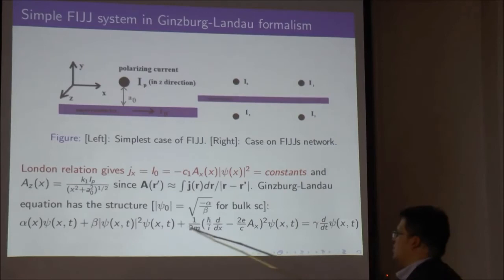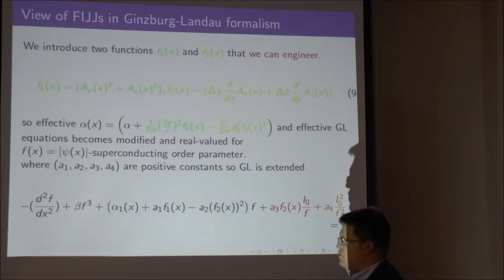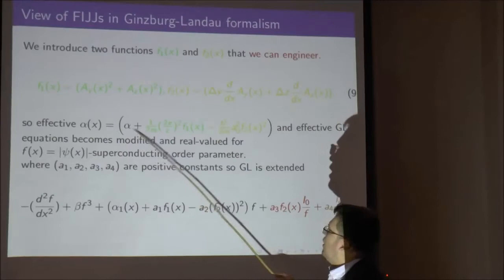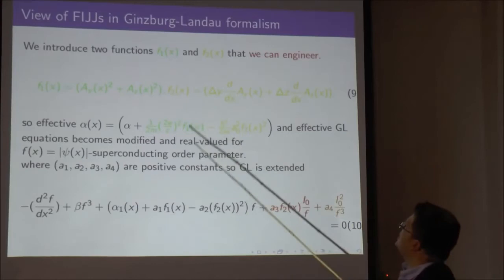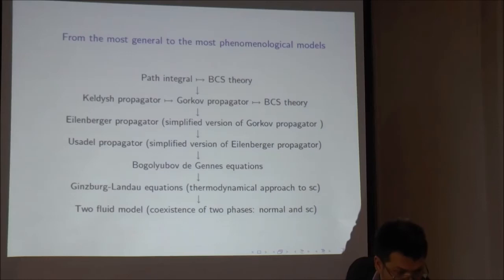And it does lead to this type of equation, which can be quite easily solved, where F is the modulus of the superconducting order parameter. And then, yeah, this is simply a one-dimensional problem. In that case, we can also tune the effective alpha coefficient in such a way, where F1 and F2 are such functions. It also can be found in this paper, which I mentioned, on arXiv. It's very simple calculus, so I will not go into details. All right. Now I want to move on.